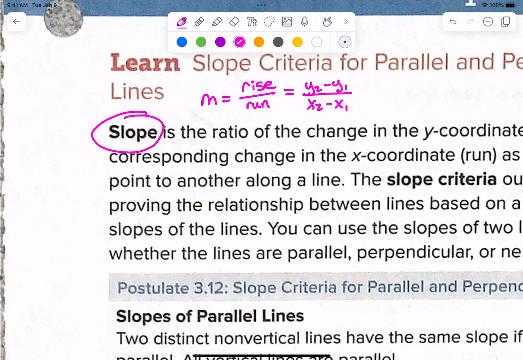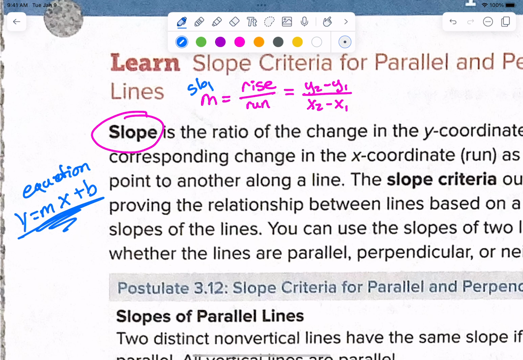Now, if you said Y equals MX plus B, that is slope-intercept form. We're going to get to that. So this is writing the actual equation. This is just the slope. And the slope is a part of the equation. So we're going to get to that.